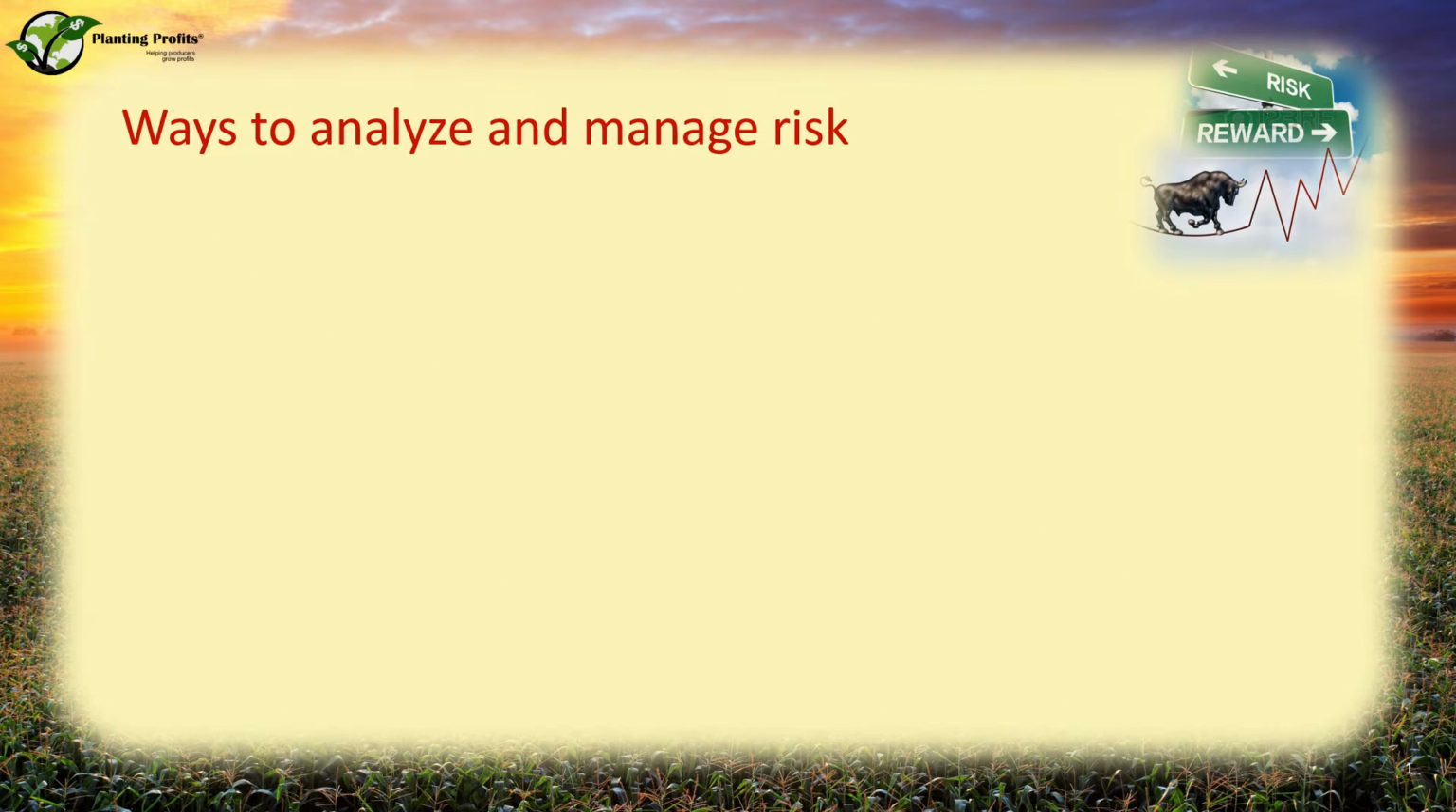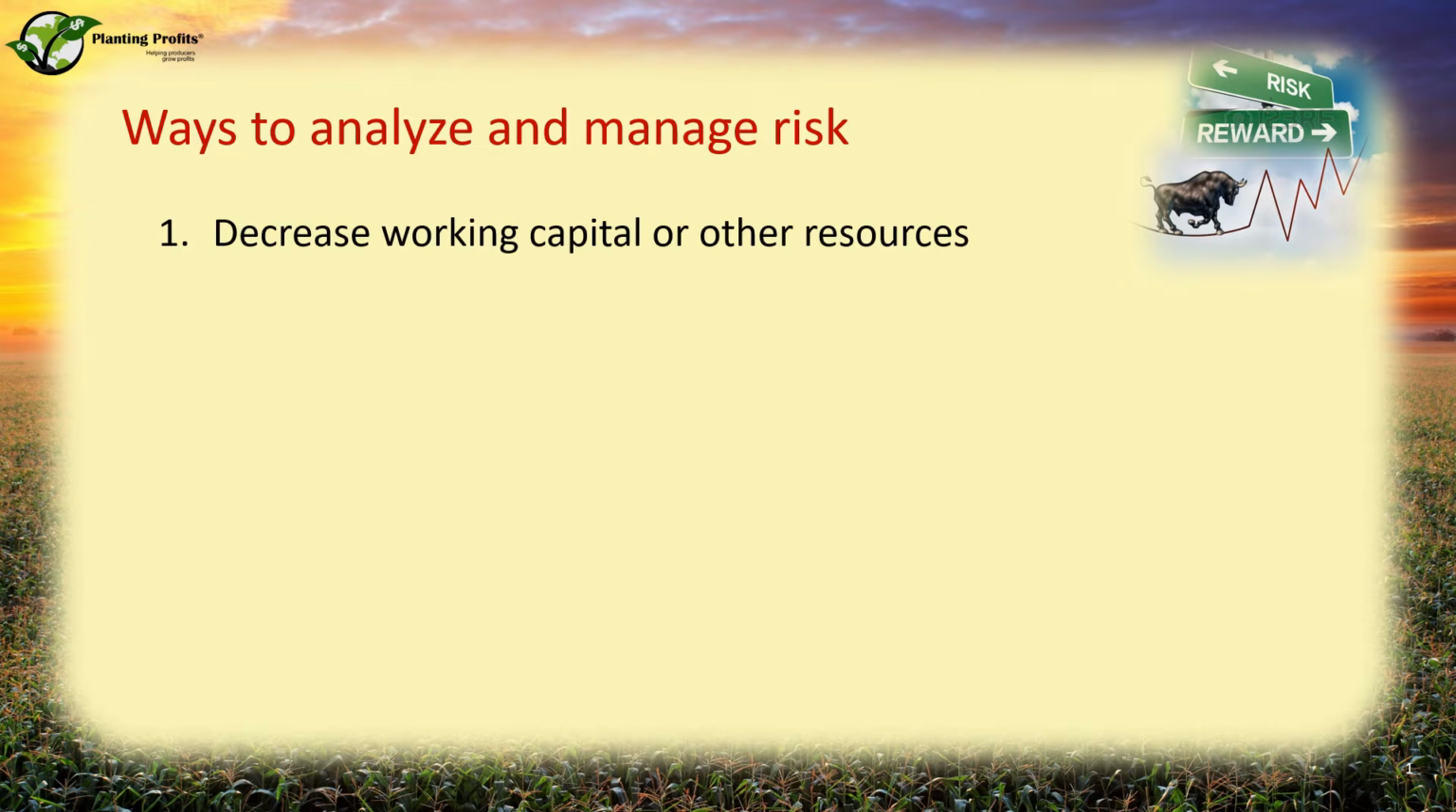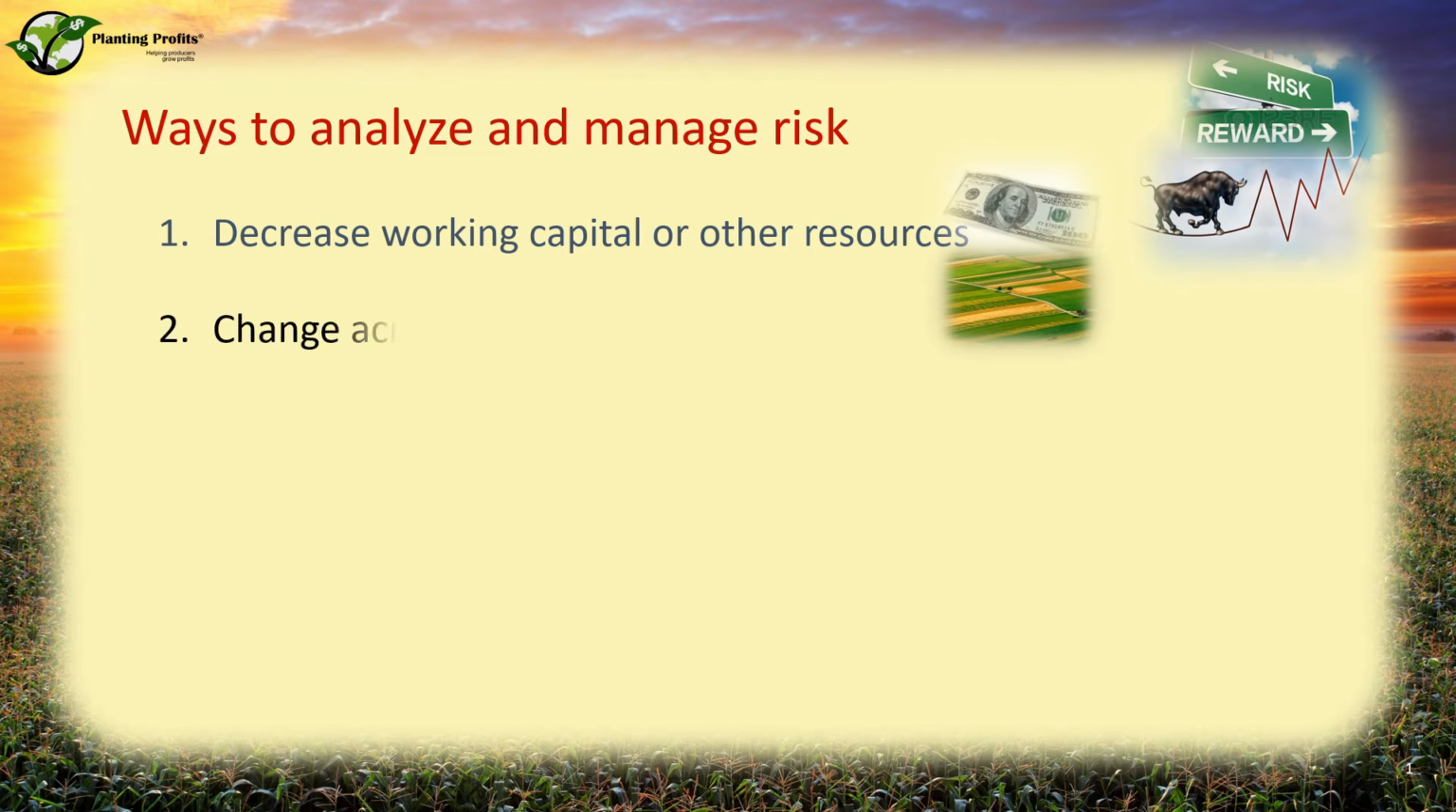Here are 6 ways to analyze and manage risk. Number 1, decrease working capital or other resources to reduce exposure if there is not a proportional reduction in estimated income. Number 2, change crop acreage limits to increase diversification. This can be a useful approach if some crops have much more uncertainty in forecasted income.